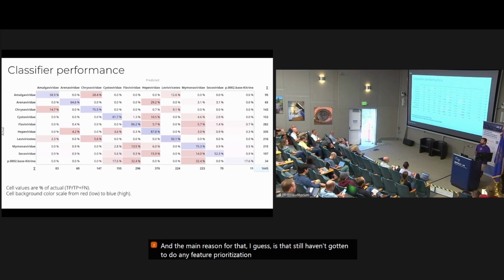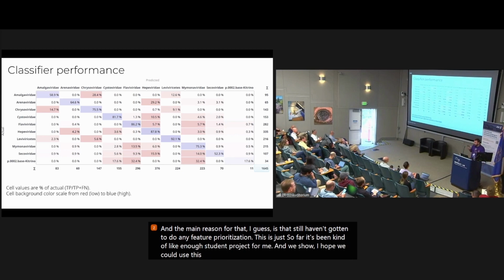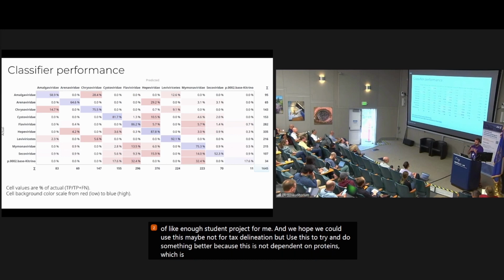This is just, so far, has been kind of like an afternoon project for me. And I hope we could use this, maybe not for taxa delineation, but use this to try and do something better, because this is not dependent on protein similarity to known stuff, which is where we've been paddling all this time.